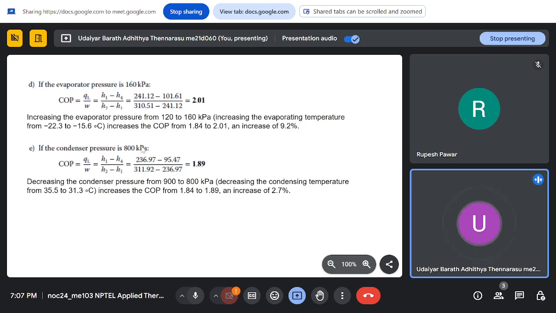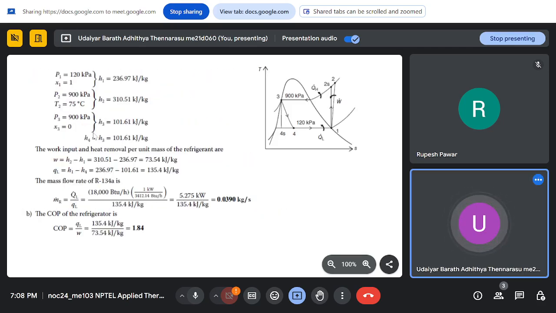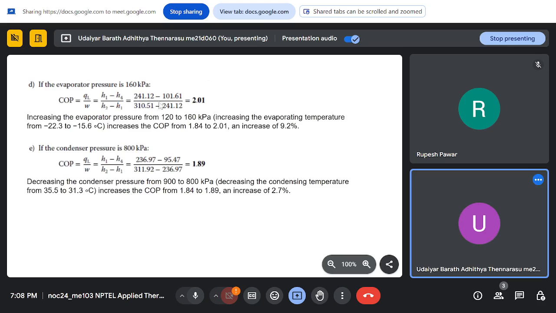The next is you are decreasing the condenser pressure to 800 kilopascal. So again in this case your H4 will change, the rest will be the same. So even H2 will remain the same. No, for H2, your temperature is the same, but your pressure is changing. So previously the compressor exit was given as 900 kilopascal and 75 degrees Celsius. Now it's 800 kilopascal and 75 degrees Celsius. So with that we have to estimate H2 and H4, and substituting these new values, the COP is 1.89.